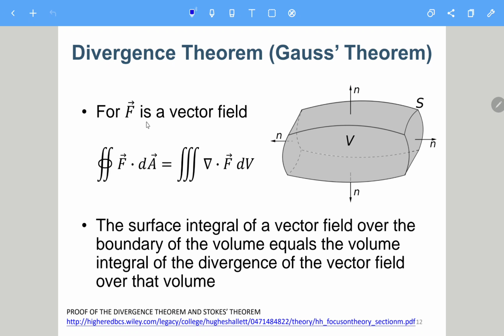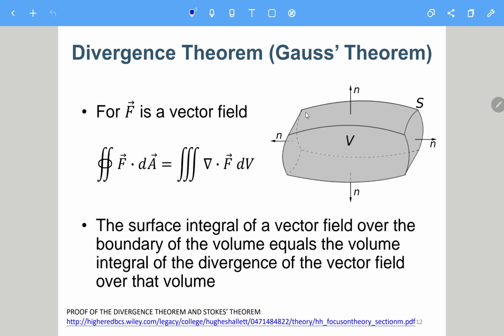Okay, so for F a vector, it satisfies this one. The left side is a surface integral, which will be useful for us because for the Gauss theorem, we are talking about the electric flux, which is a surface integral. And then the right side is a triple integral over the volume. But inside of it, we not only have the field, we have the divergence of the field.